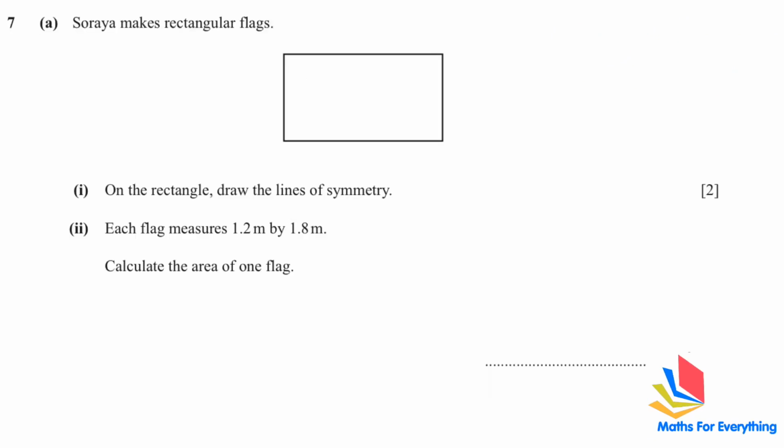Question number 7. Surya makes rectangular flags. On the rectangle, draw the lines of symmetry. This is a rectangle, and a rectangle has two lines of symmetry. So these are the two lines of symmetry.